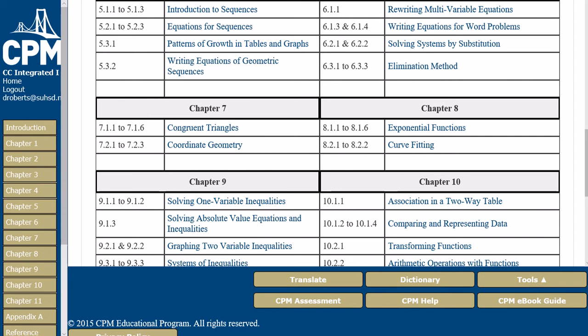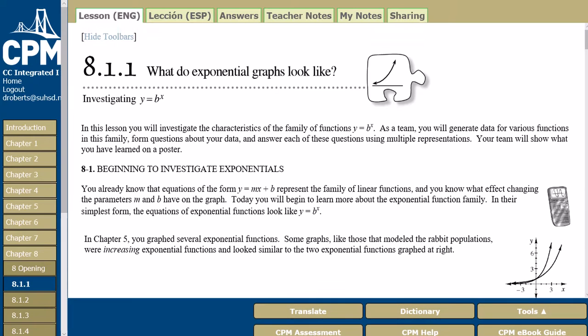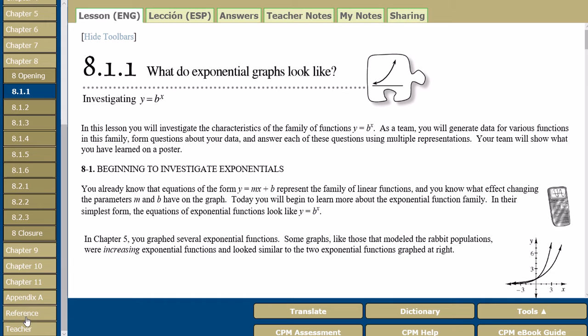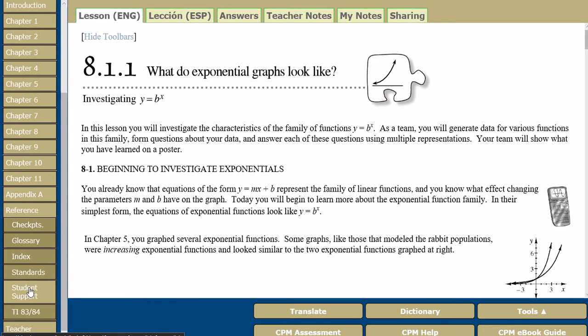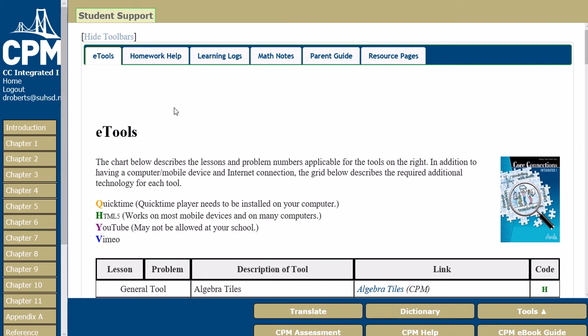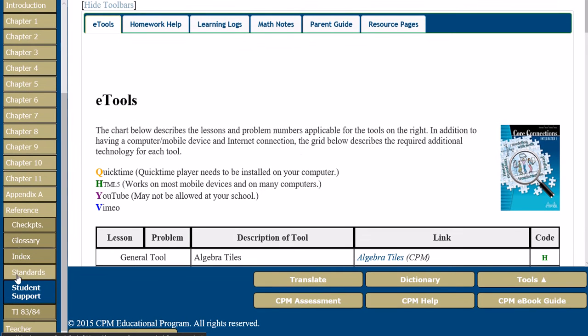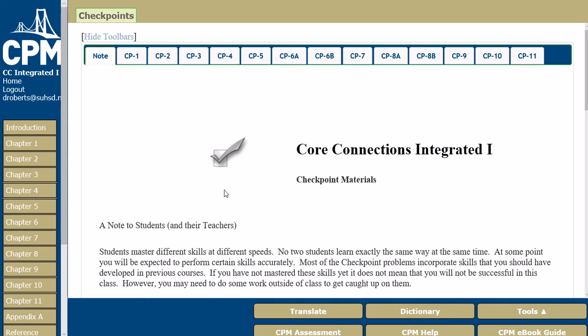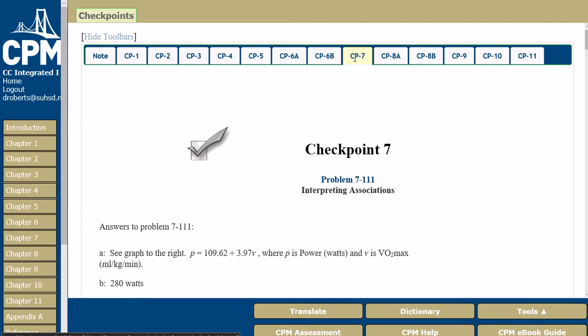What else do we have? Oops, let me go back down to references. And yeah, another thing that happens, and I think it's in student support also, is throughout the book we have these items called checkpoints. And once we reach a checkpoint, the assumption is we've been doing these kinds of problems long enough that you should be reaching mastery for them. So if I look at chapter 7, there was 1 checkpoint from there.